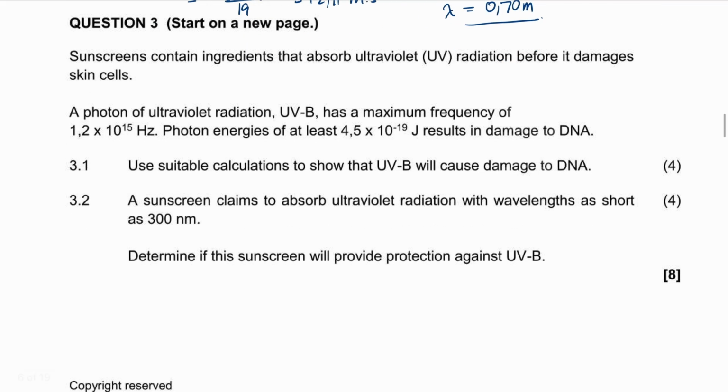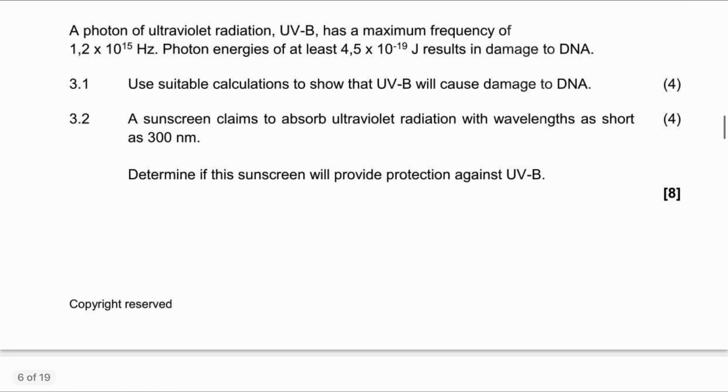Moving on to question 3. Sunscreens contain ingredients that absorb UV radiation before it damages skin cells. A photon of UV radiation, UVB, has a maximum frequency of 1.2 times 10 to the 15 Hz. Photon energies of at least 4.5 times 10 to the negative 19 joules results in damage to DNA. Question 3.1, use suitable calculations to show that UVB will cause damage to DNA.